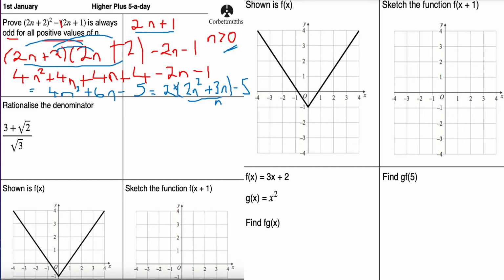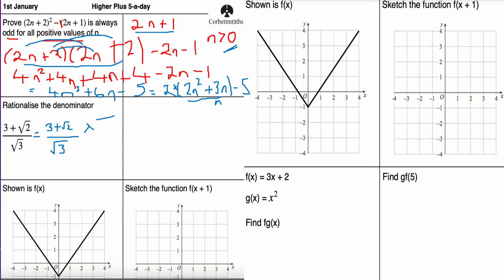Question number 2, guys. Rationalize the denominator: 3 plus root 2 over root 3. Now, rationalizing means getting rid of the surd on the denominator of my fraction. So I'm going to multiply this fraction by 1. This is a special case, so I'm going to multiply it by 1. Multiplying it by 1 doesn't actually change my answer.